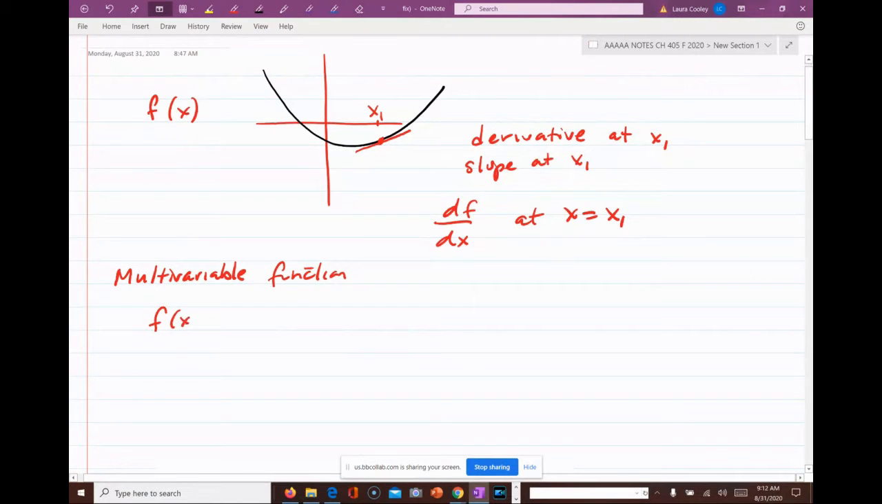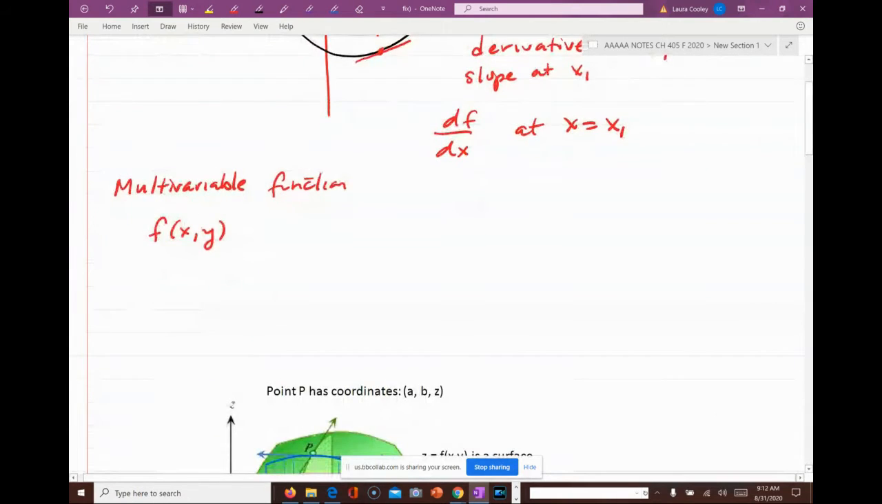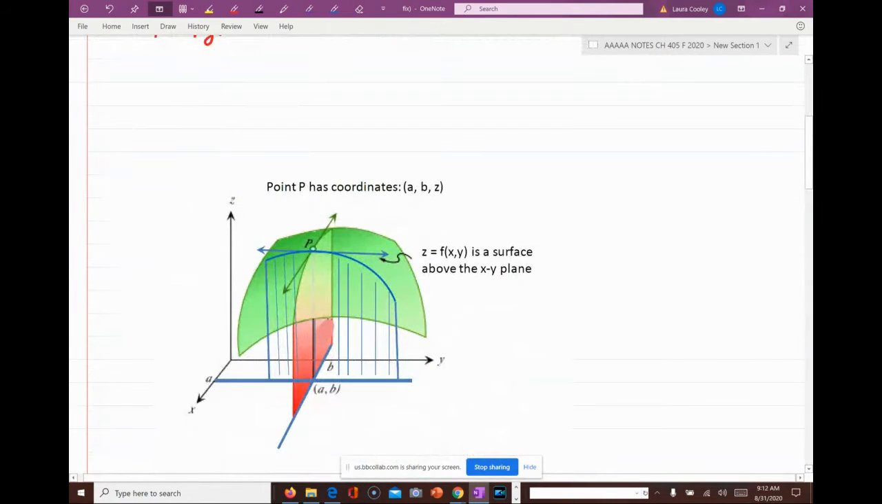Now, if you have a multivariable function, you can have f of xy, for example. So now you have two, or even more variables than that. But for this example, I'm just going to show you two because it's the only easy one to show.